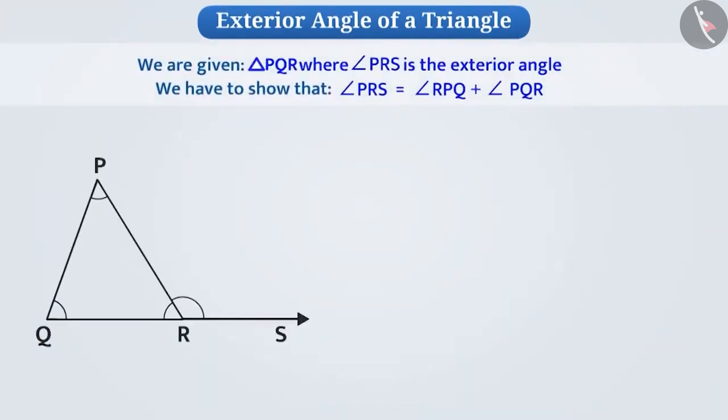Let's reconfirm this using a logical method. Here we are given triangle PQR, where angle PRS is the exterior angle. We have to show that angle PRS is equal to angle RPQ plus angle PQR. To show this, we will draw line RM from vertex R parallel to side QP of triangle PQR. Here we can see that side QP is parallel to line segment RM and QS is a transversal.